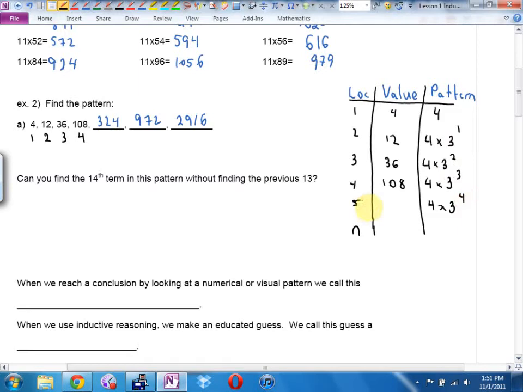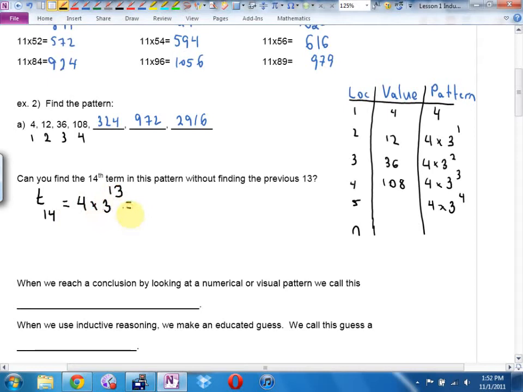You see how we can hopefully spot that, Aaron? I think the 5th term, I put a 4 there. The 6th term, what would I put there? The 14th term, what would I put there? Without having to find all the previous ones. Term 14, there's my abbreviation for term 14, equals 4 times 3 to the 13th power, which is what on your calculators?